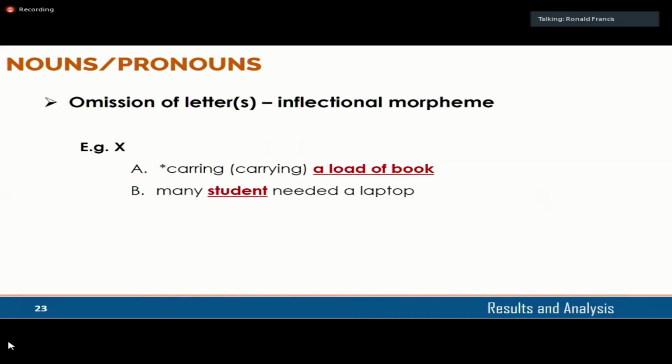Spelling has implications for other things. I don't know why I labeled that example X there. But it has even implications for syntax, for example. So you have the omission of letter or letters, where it creates some kind of inflection, and the letter is part of the inflectional morphology of English. So a load of book instead of a load of books.